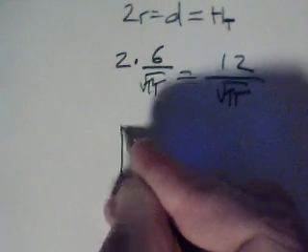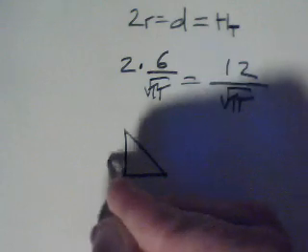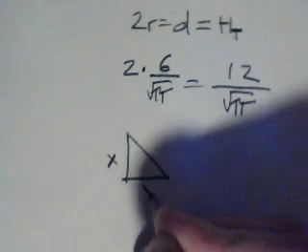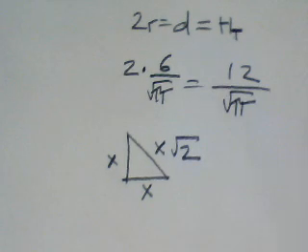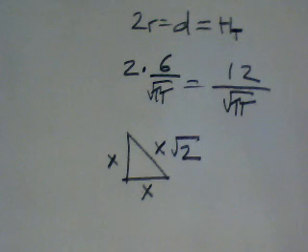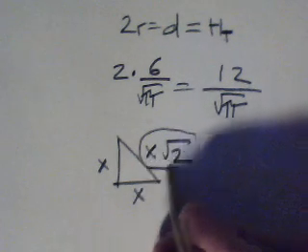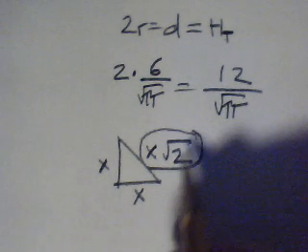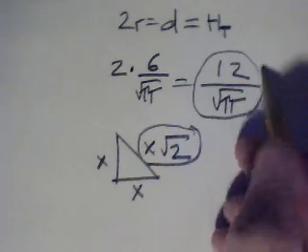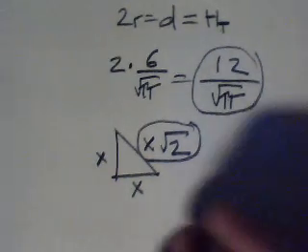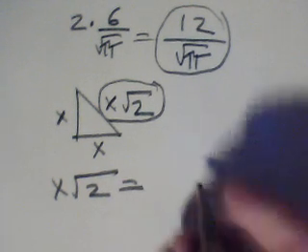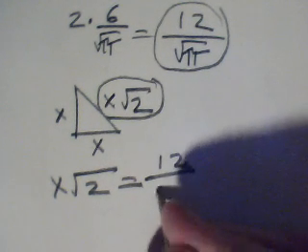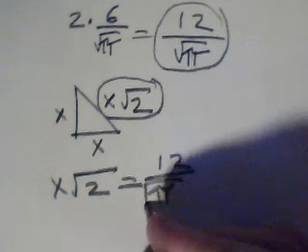So in a 45-45-90 triangle, these are the proportions. This side equals x, this side is equal to x, this side is equal to x times square root of 2. So if the hypotenuse is equal to x square root of 2, let's set that equal to the value that we got for our hypotenuse. X square root of 2 is equal to 12 over square root of pi.